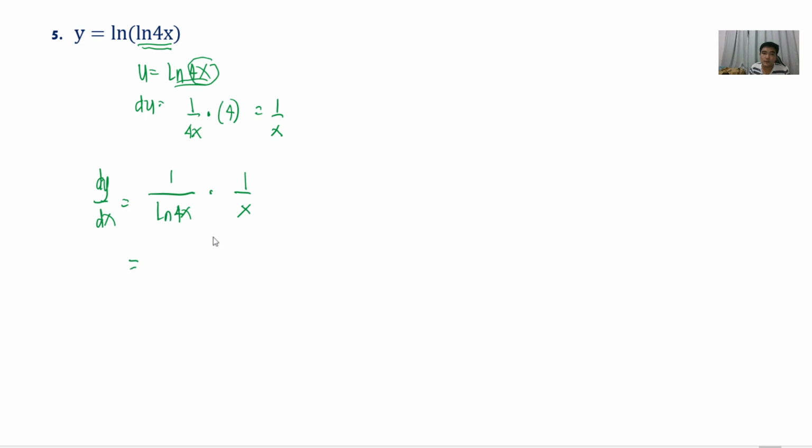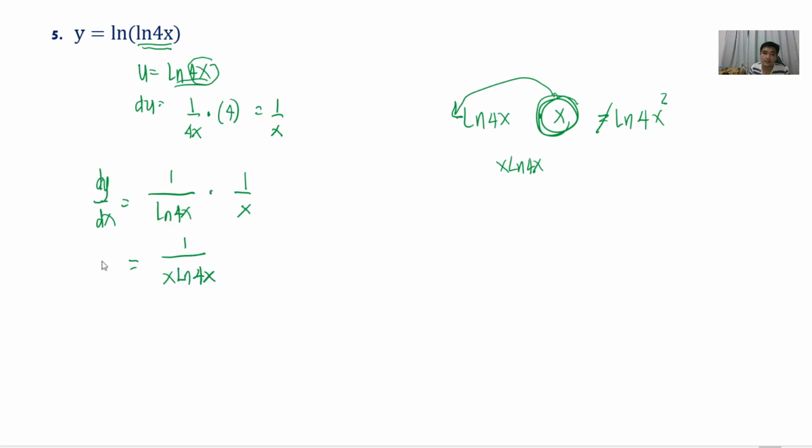So, if we're going to simplify it, by the way, ln of 4x times x hindi po equal sa ln of 4x squared. Okay? Ito ay magiging multiplier, ililipat mo siya dun. Okay? Kaya magiging that is equal to x ln of 4x. So, magiging 1 all over x ln of 4x. So, that is your dy all over dx.